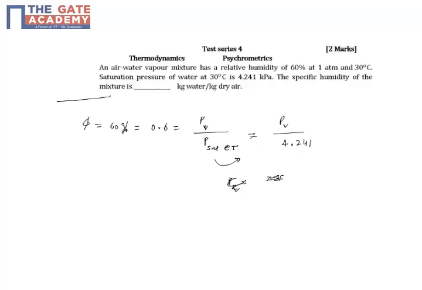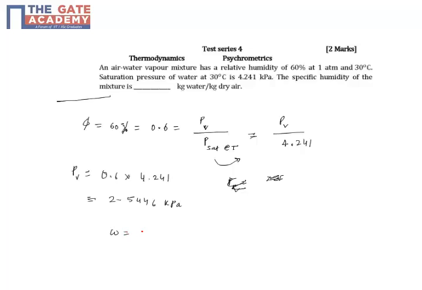So let's write down clearly. PV is 0.6 times 4.241, so that becomes 2.546 kPa. So this is your vapor pressure. Now what is asked is specific humidity.